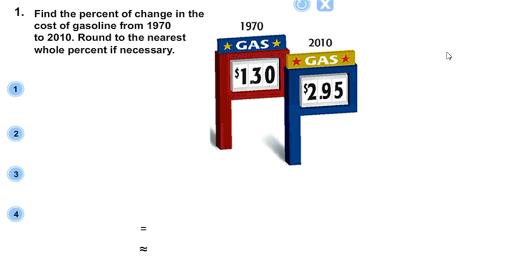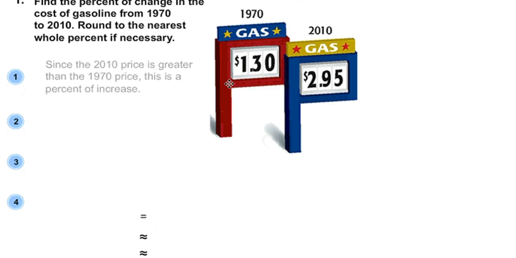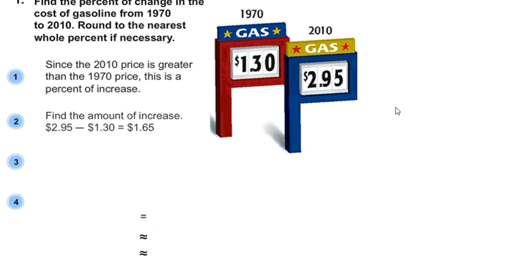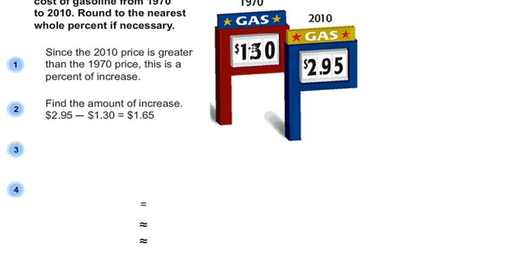Example number 1. Find the percent of change in the cost of gasoline from 1970 to 2010. Round to the nearest whole percent if necessary. So for this example, since the 2010 price is greater than the 1970 price, this is considered a percent of increase because it went up. So now we're going to find the amount of increase. We're going to just subtract the two. So $2.95 minus $1.30, that's $1.65.